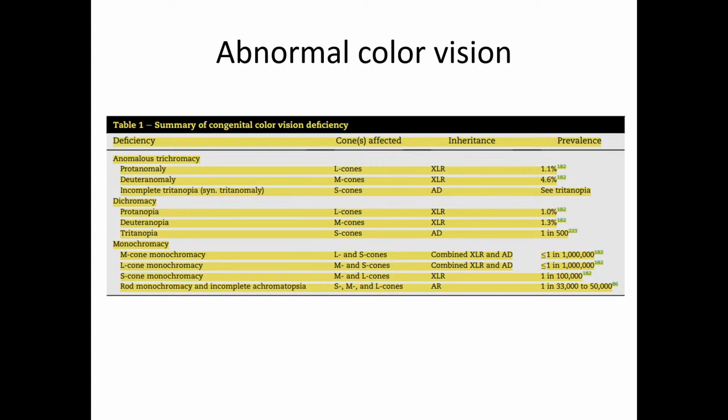It's a dichromacy. Dichromacy here is where one color is completely absent. Anopia: protanopia is red deficiency, deuteranopia is green deficiency, tritanopia is blue deficiency.